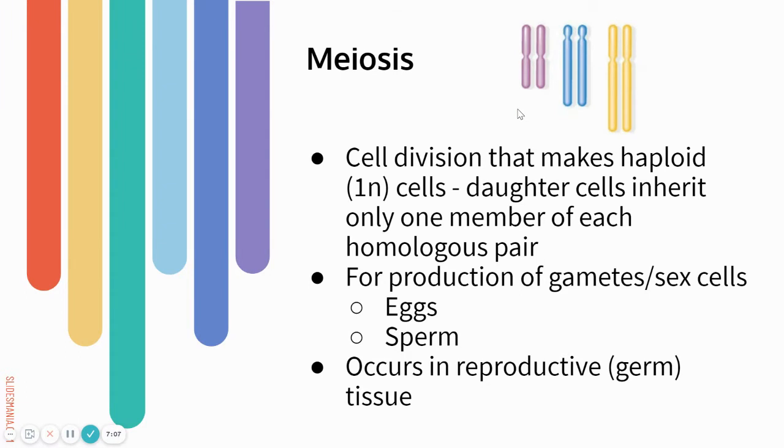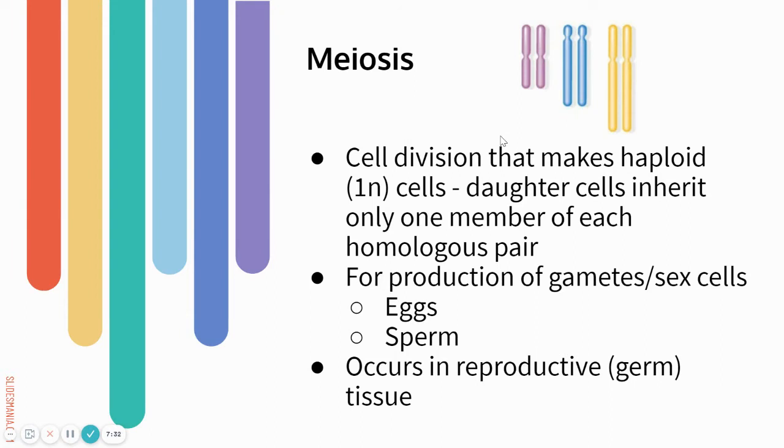So when we're going through meiosis and creating these haploid cells, what this means is that the daughter cells are only going to receive 1 chromosome from each homologous pair. So instead of having 2 versions of chromosome 1, the daughter cells are only going to have 1 version of chromosome 1, 1 version of chromosome 2, all the way through for the 23 sets of chromosomes that human cells have.